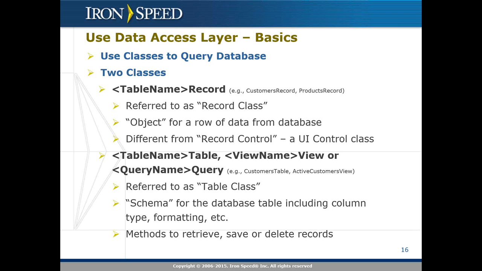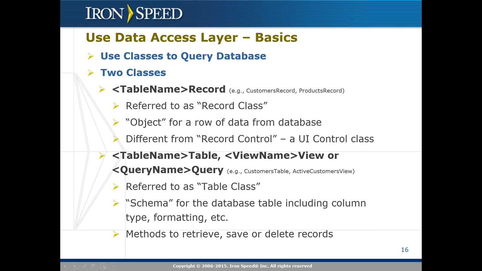I may have a class called vehicle. And within vehicle, I may have a manufacturer, I may have a make, I may have a model, and so on and so forth. I want to be able to describe that vehicle in a generic way. And so that's what we do when we define our record and table classes, as an example.